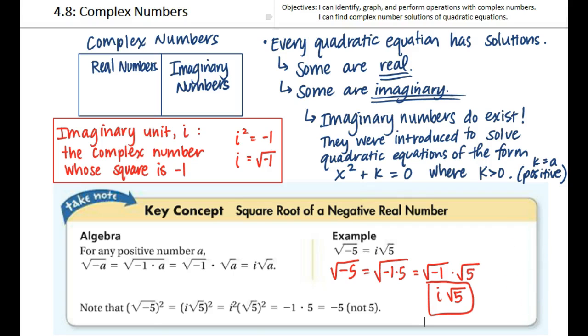Hopefully you remember from working with radicals in the past that when you square a radical, the exponent 2 and the radical actually cancel out because they are inverses of each other. Just like when you add and subtract things, those cancel out. So you just end up with a number underneath. So this note at the bottom is just saying when you square the square root of -5, you just get -5, which is the number underneath the radical.